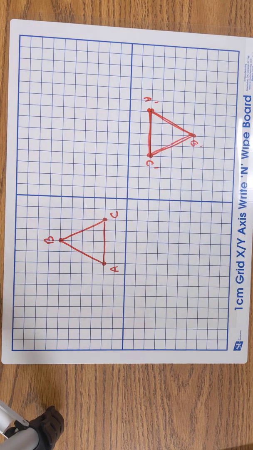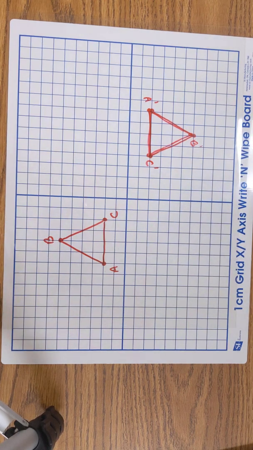So we can see that if one triangle can get mapped exactly onto the other one through any set and any number of rigid transformations, then we can say that they're congruent triangles because rigid transformations maintain size and shape. And that is the definition of congruence. Same shape, same size.